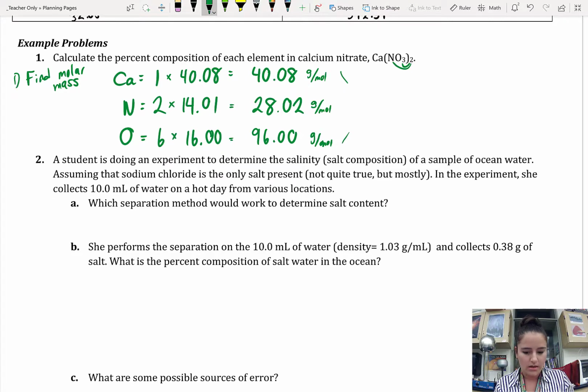I can math. I actually can't math. 164.1 grams per mole. Okay.